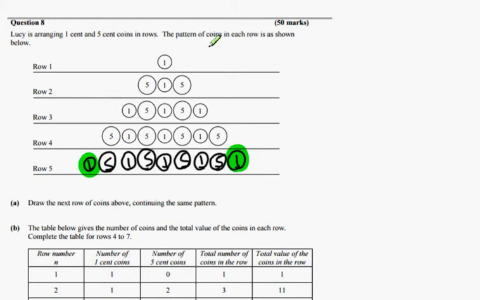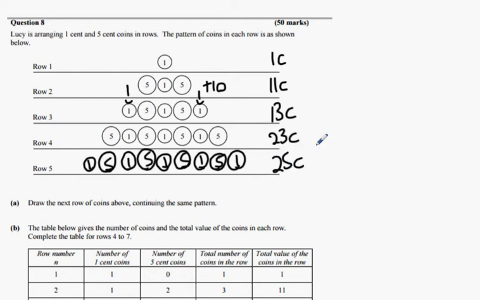Now, if you look at the total value, look what happens here. This one's worth 1 cent. But every single time I add on 2 5s, what happens? It goes up 10 cents. So that sends it to 11. When you add on 2 1s, what happens? It goes up to 13 cents. And then when you add on 2 5s, 23 cents. And then when you add on 2 1s, 25 cents.